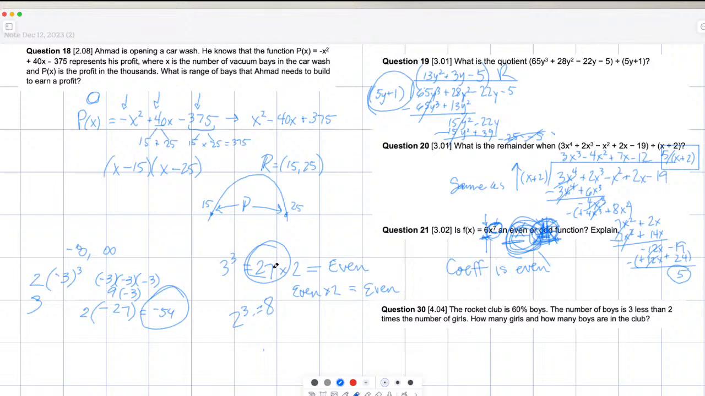So if we get an odd number, and we multiply by 2, we're going to get an even number. If we take an even number, we multiply by 2, we're going to get an even number. So it's always going to be even if the coefficient, the 6, is an even number. If the coefficient in front is an odd number, then you're going to get both. You're going to have some odd, some even. But if it's an even number, it's going to be even.